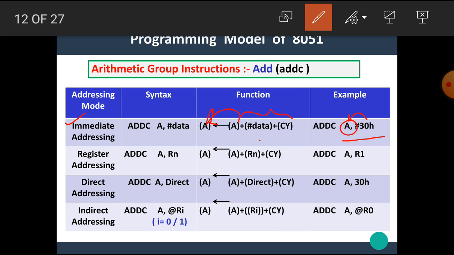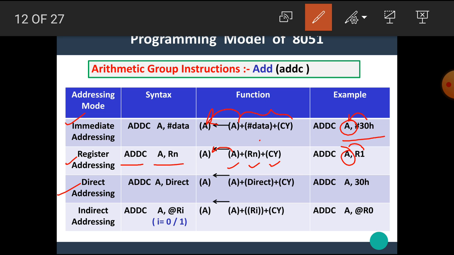accumulator. The next addressing is register addressing. ADDC A, Rn. The function is the addition of the accumulator and the register with carry is performed, and the result is stored in the accumulator. For example, ADDC A, R1. That means R1 is added with the accumulator and the result is stored in the accumulator.